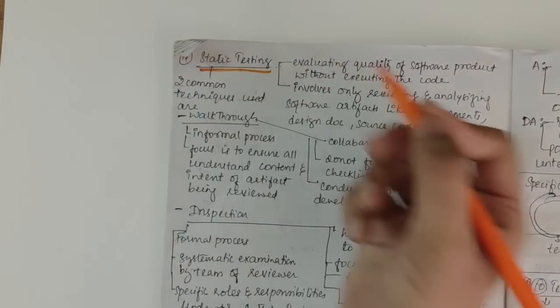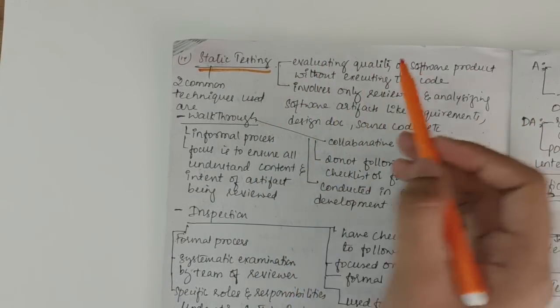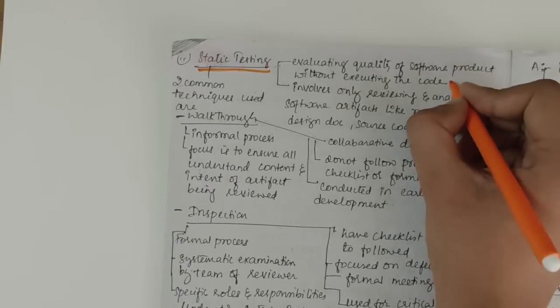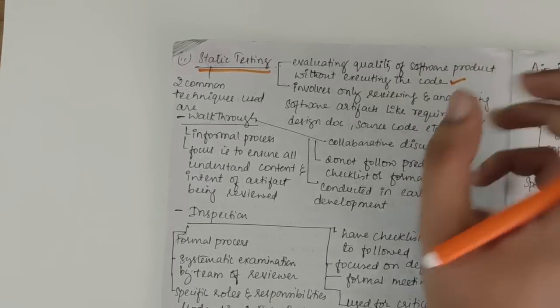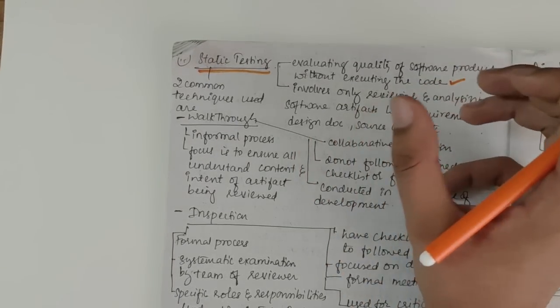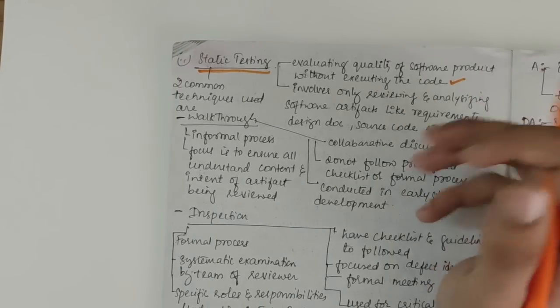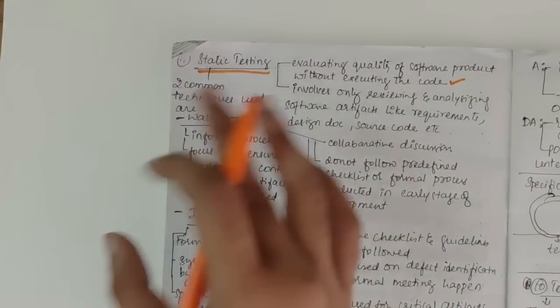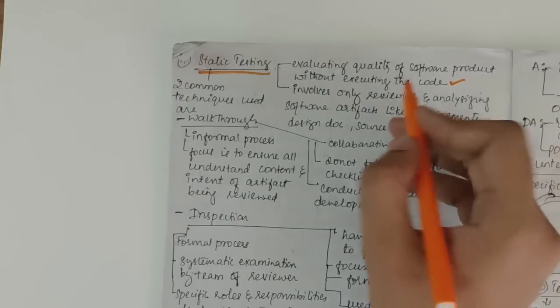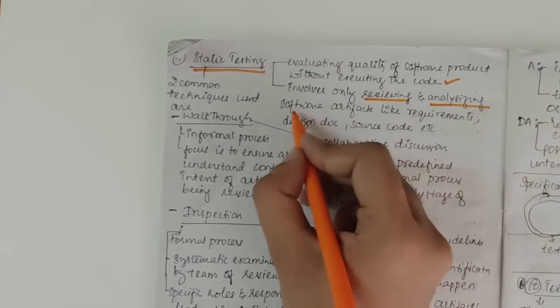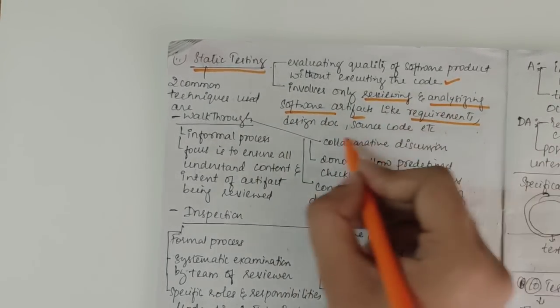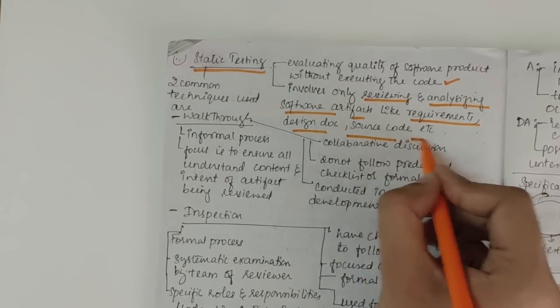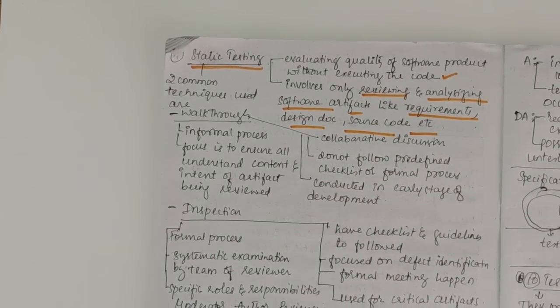So understanding static testing. Static testing is evaluating the quality of software product without executing the code. So we need not execute the code as such. Without doing that also, we can perform testing on the code. That is what static testing speaks of. So this involves only reviewing and analyzing the software artifacts like requirements, design document, source code, and so on. So this was about static testing.